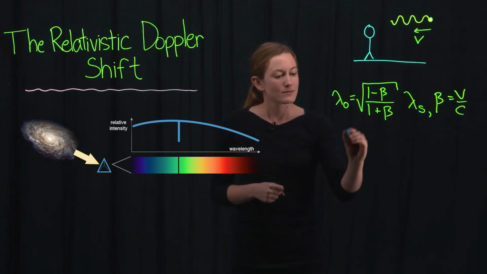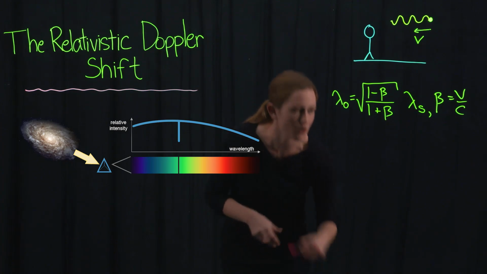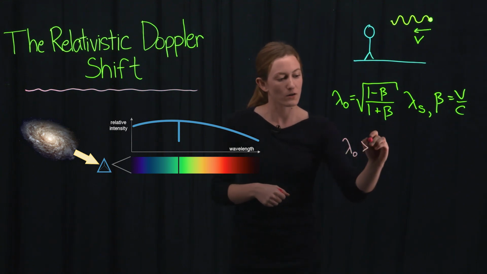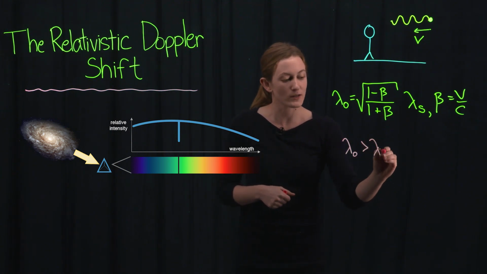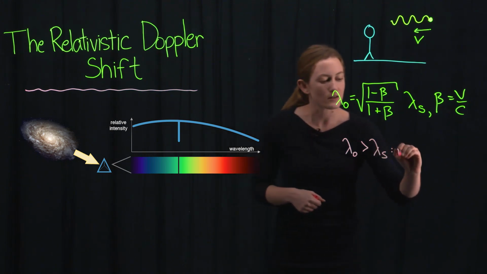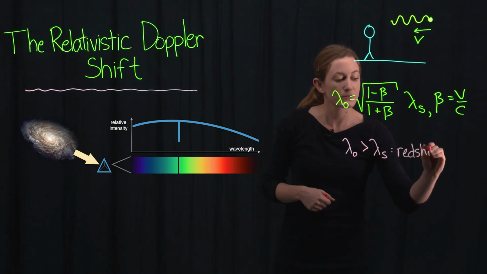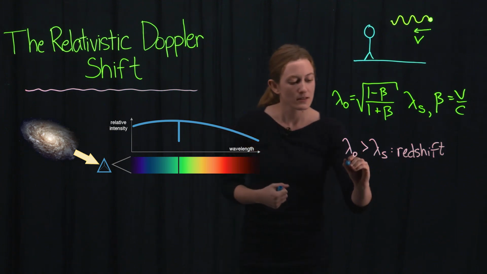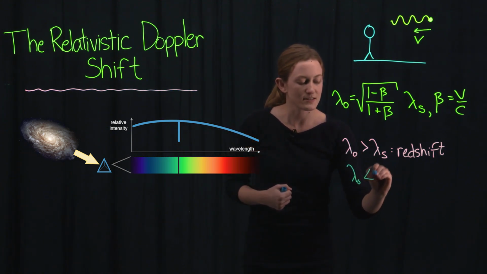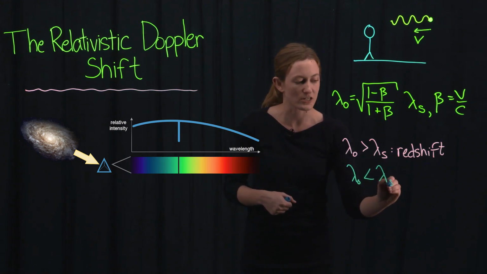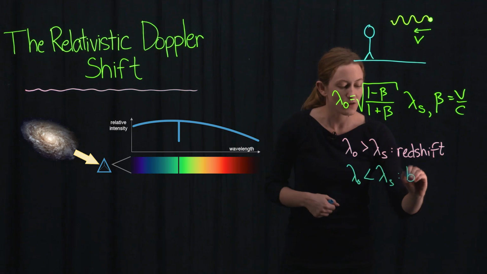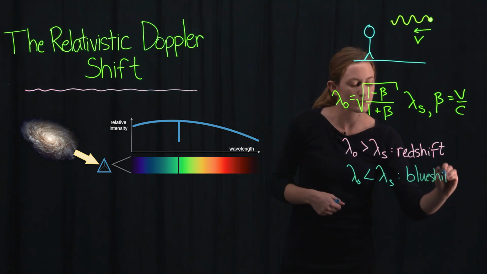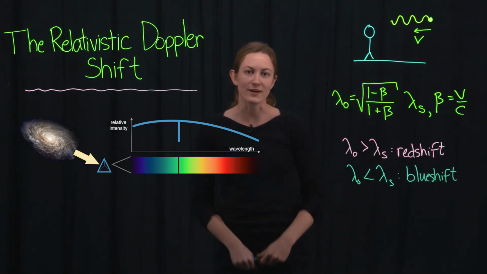Now, say that we measured a wavelength, lambda observed, that was shifted towards longer wavelengths than we would have expected. So lambda observed greater than lambda source. This we would call a redshift, since the shift is towards the red end of the spectrum. Alternatively, say we observed a wavelength that was less than what we would have expected for a stationary galaxy. So a wavelength shifted towards shorter wavelengths, the blue end of the spectrum, is called a blue shift. Let's explore this effect in a problem.